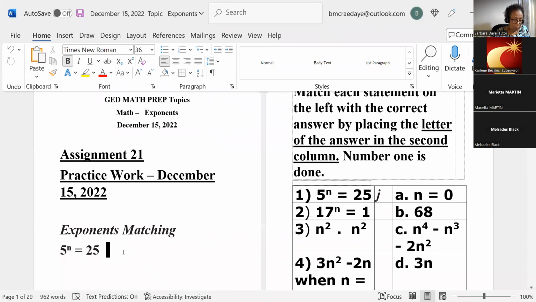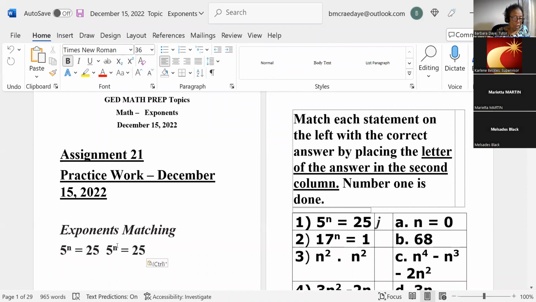So let's just copy this. This n then must be a 2, right? Hello, Mercedes. And 5 to the second power means 5 by itself twice, right? So this is 5 times 5, and that's equal to 25.